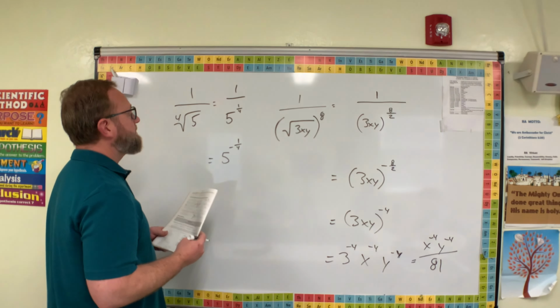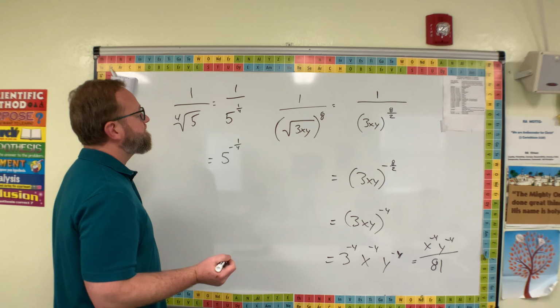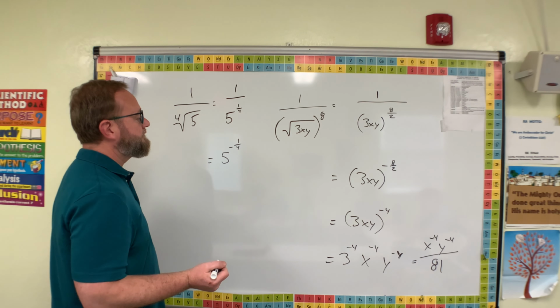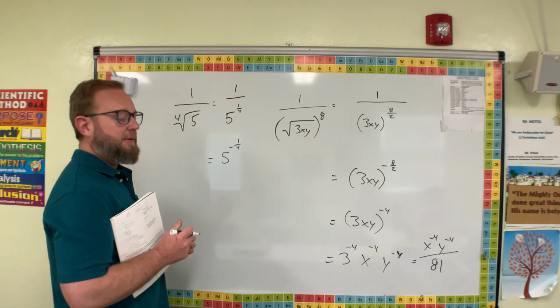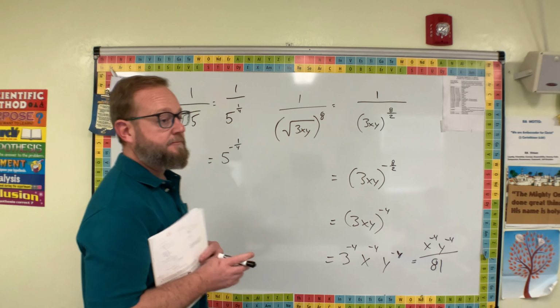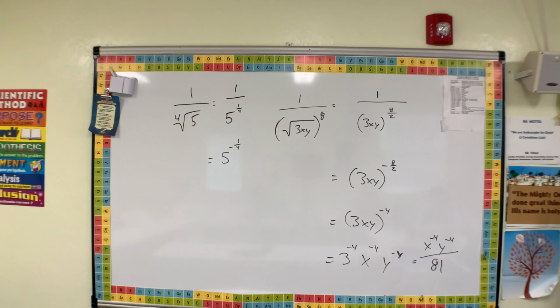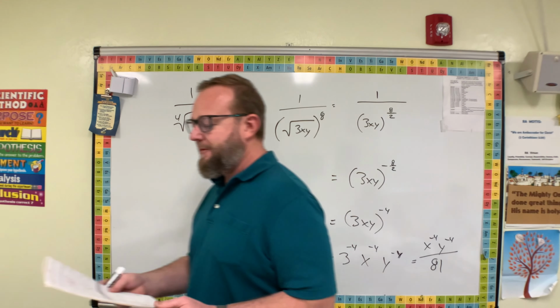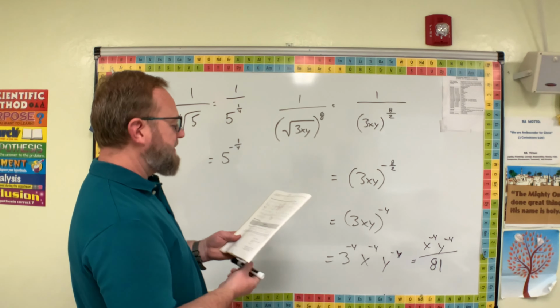You can do more. What more would I do? 5 to the power of negative 1/4, like that. We're not turning that into a decimal; that's not something we're going to do today. Now, number 6.